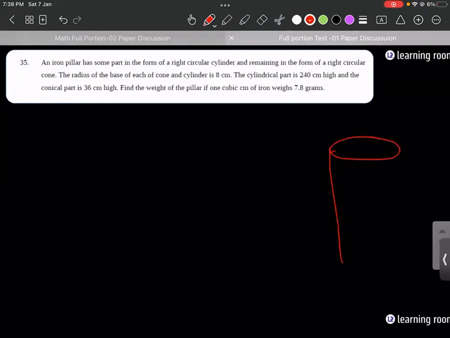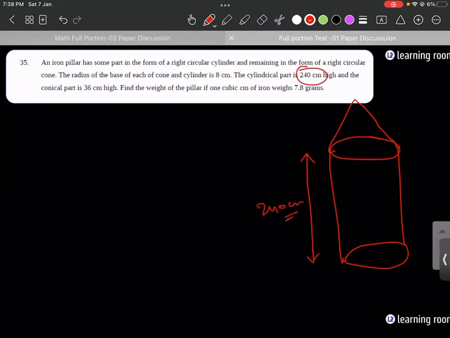So the cylindrical part is 240 centimeters high and the conical part is 36 centimeters high. You find the weight of the pillar. So completely it is made up of iron. Radius of the base is 8. Correct me if there is any mistake in the diagram that I have drawn. Is it right? So this is the data I could see. Is everyone in acceptance with it?